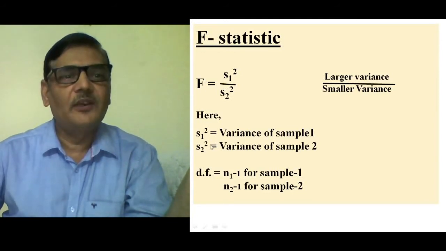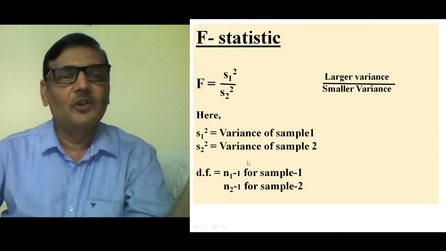Degree of freedom is calculated by considering n1 minus 1, the number of observations of sample 1 minus 1, for the numerator, and then n2 minus 1 for sample 2. We need two degree of freedom values to find the F critical value in the table.